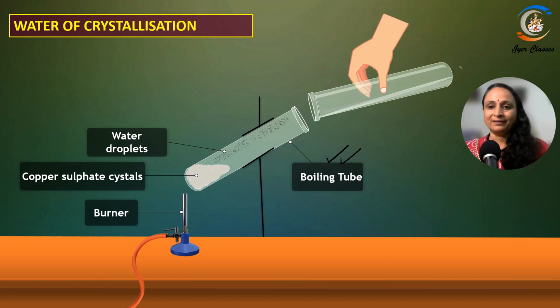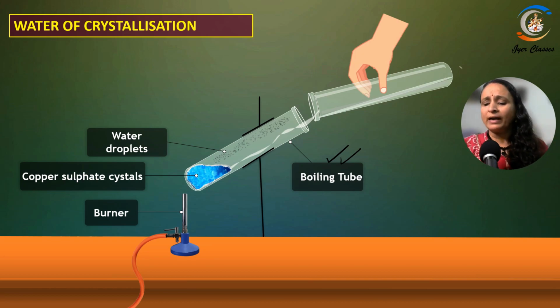What does this mean? That means the blue color was because of the water of crystallization. The gas which is coming out, if it is collected in another test tube, then you can see that it is water.